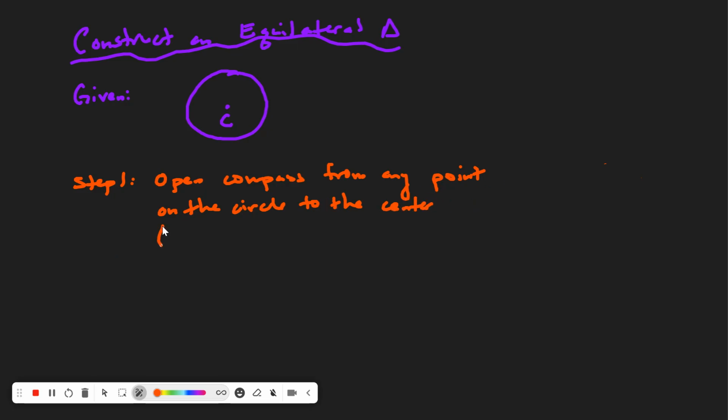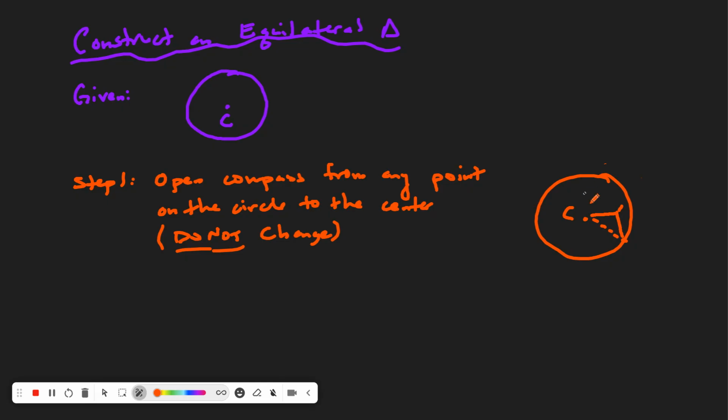And throughout this proof, this compass does not change. So do not change. We need one compass the entire time, one compass setting. So what this means is we have our circle with center C. We're going to open the compass from any point on the circle to center C. So that's my compass. And again, what we just did is we used it to measure the radius of that circle. My point is here on that point on the circle, and my pencil is on the center.